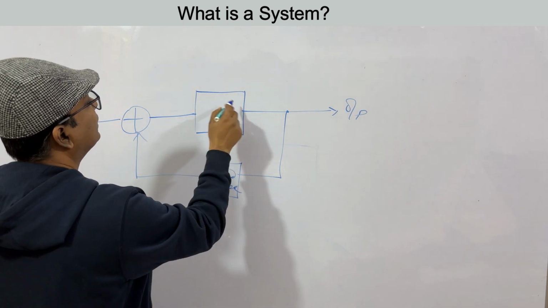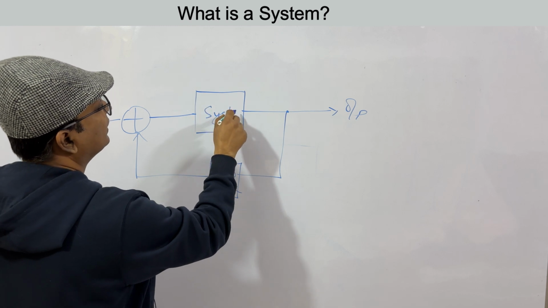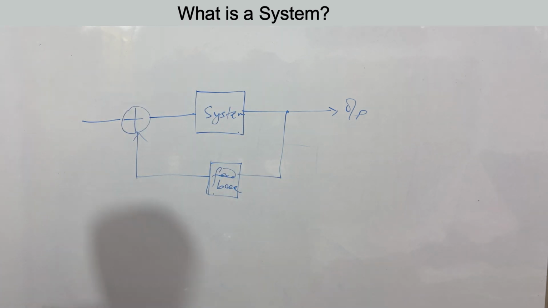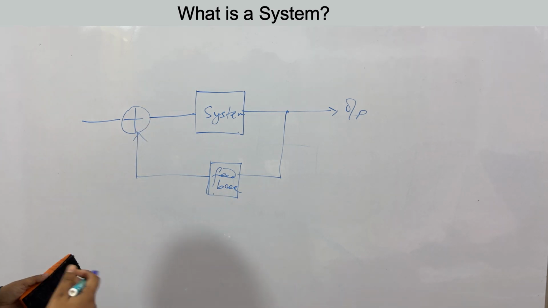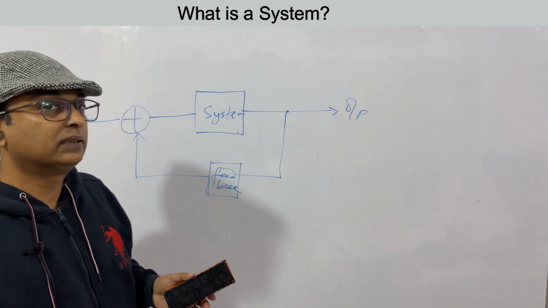This is system 1. It can be an amplifier and this can be a feedback network. So this is called a system with feedback. So these are the different possibilities with which we can have systems.